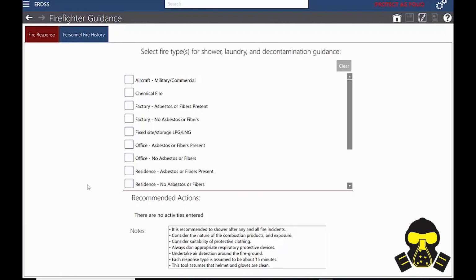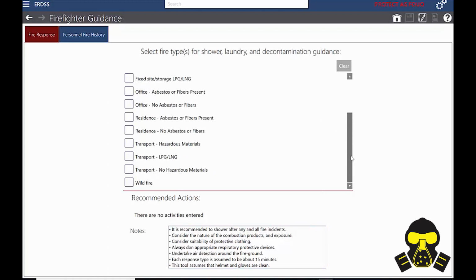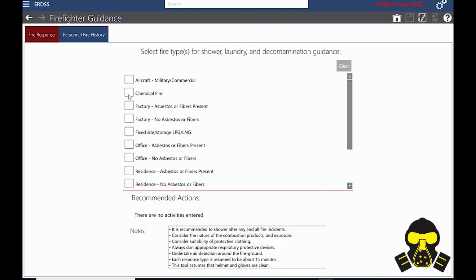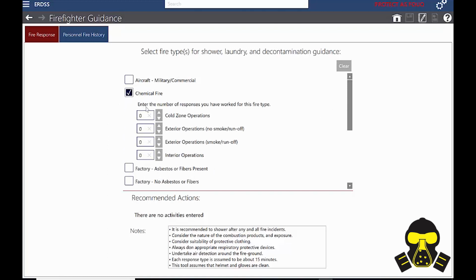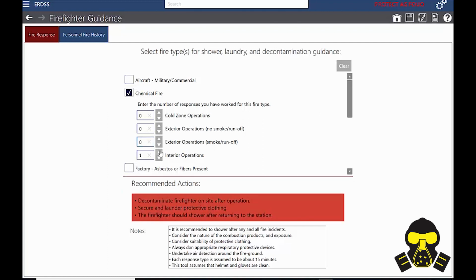Now, I divide things out. If you go to a scene that you ever did a pre-plan of, for a hazmat, it's a chemical fire. I treat those as hazmat. So let's say we have a chemical fire. Now, we have cold zone operations, exterior operations not in the smoke, exterior operations in the smoke, and interior operations. The minute I say interior, what do I mean by an operation? A team went inside.